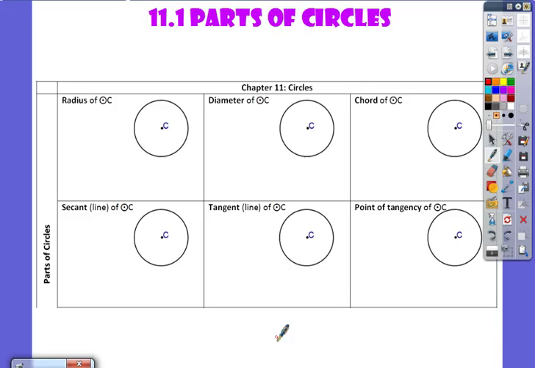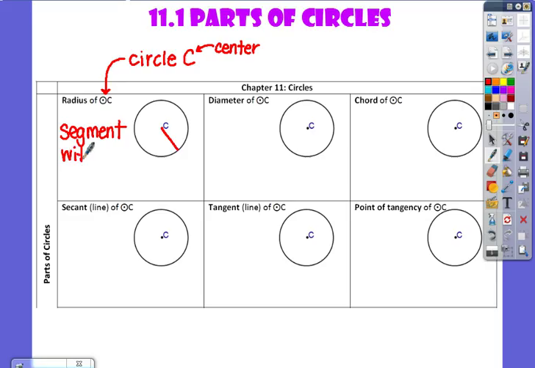So your very first little box, we're going to talk about the radius of circle C. By the way, this funny little notation just means circle C. That means it's a circle and point C is the center of that circle. So if you know the name of the center point of a circle, you can name it circle that point, circle C. Okay, so you guys know what a radius is. A radius is a segment that goes from the center out to the edge of the circle. It's a segment. You probably should write this down.